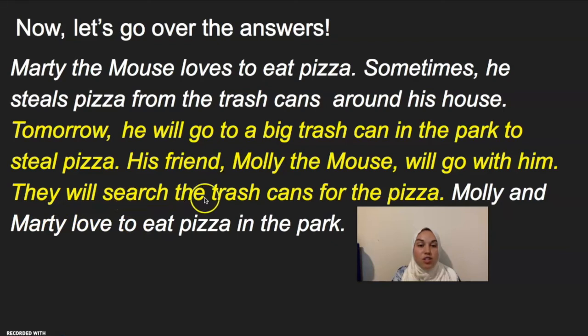They will search the trash cans for the pizza. Will, this hasn't happened yet, and search. Our verb is in the infinitive. There's not an S or a D or an ED, so we know that it is in its purest form. So this is our third and final sentence in the simple future tense in this paragraph. Molly and Marty love to eat pizza in the park. Now, this sentence is not in the simple future tense. It is in the present tense. Molly and Marty, two subjects, love. Love in this case is in the present tense. Great job.